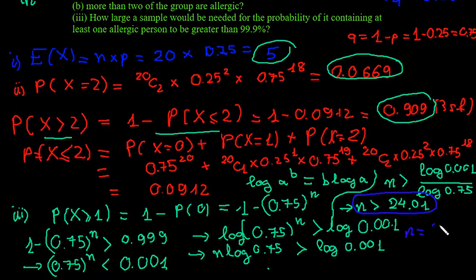So we need at least 25 people for the probability of it containing at least one allergic person to be greater than 99.9%. One little notice for you guys: even though 24.01 is really close to 24, we need to find the one which is appropriate and suitable for this condition. So because 24 is not greater than 24.01, we need to take the value 25, the next one after that.